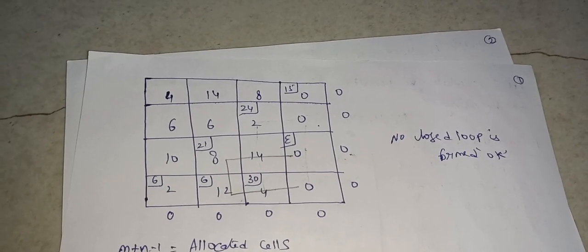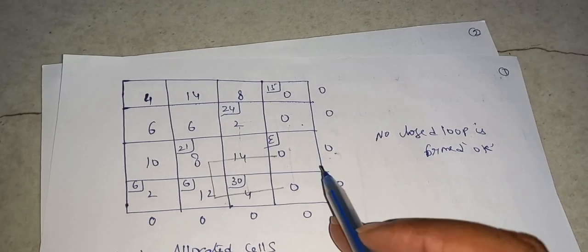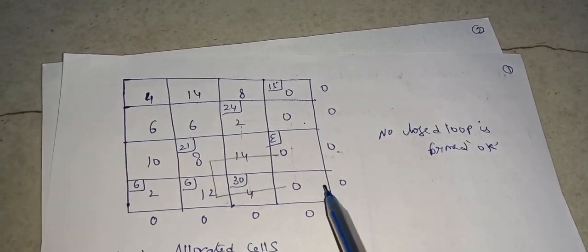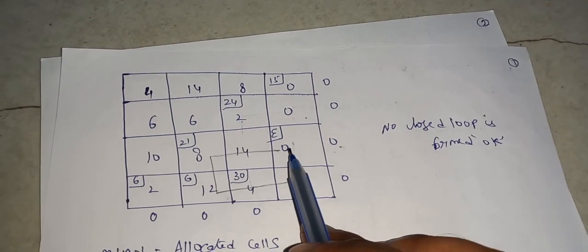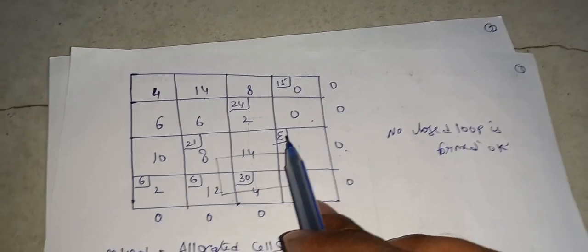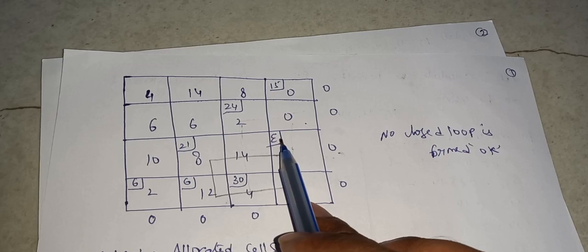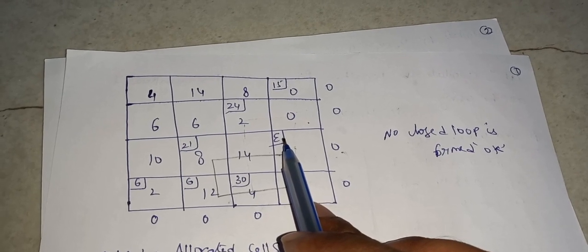To remove the degeneracy we have to select a least cell. First the least cell is the 0 here. We can select this 0, this 0 or this 0. Any 0 you can select. I am selecting this 0 and allocating epsilon to it. So we are increasing the allotments. Now m plus n minus 1 is equal to the number of allotments.